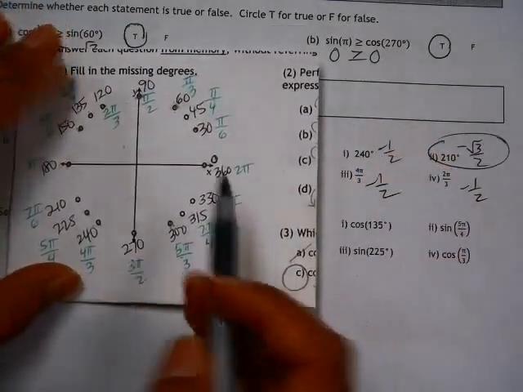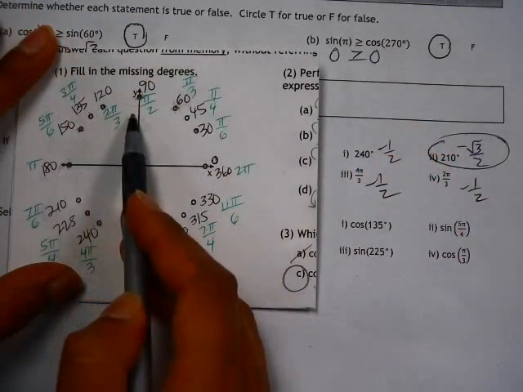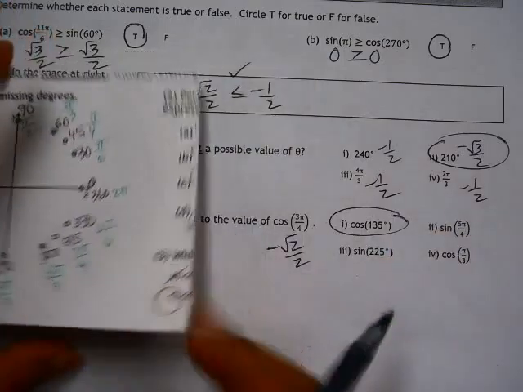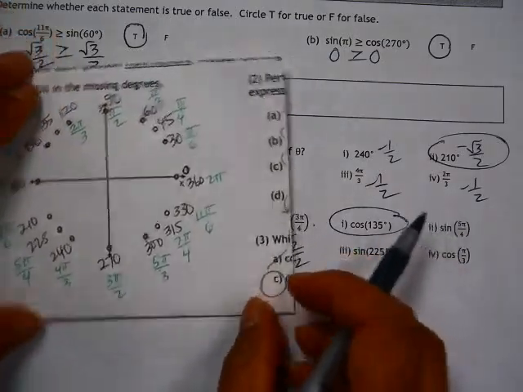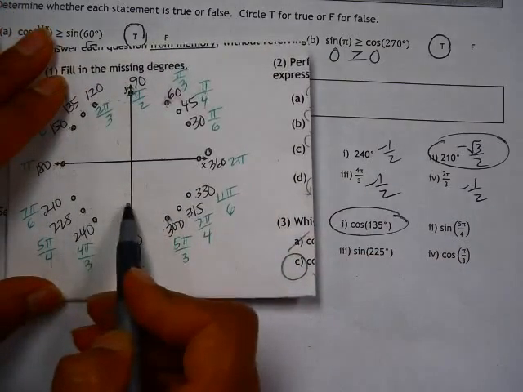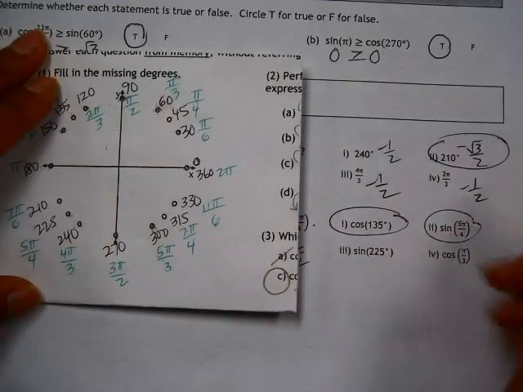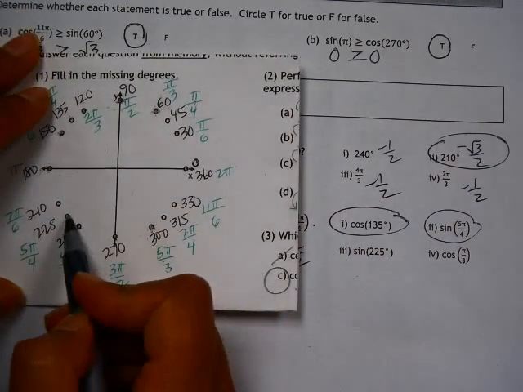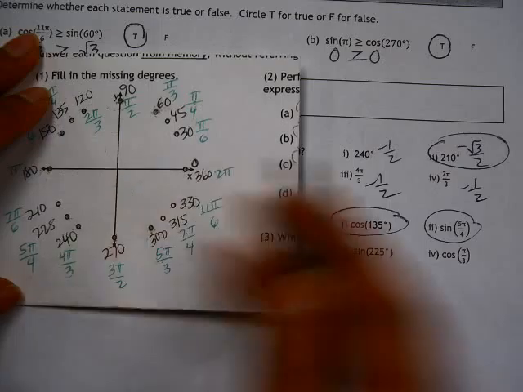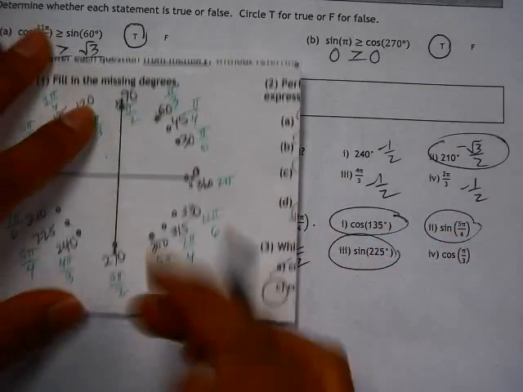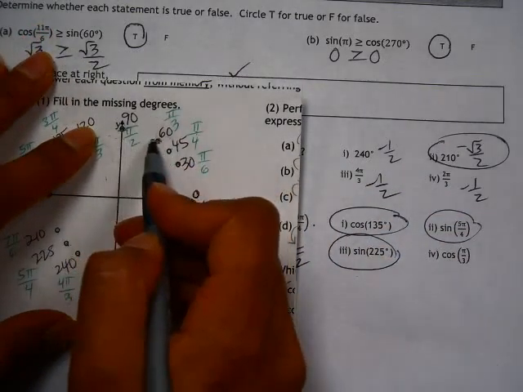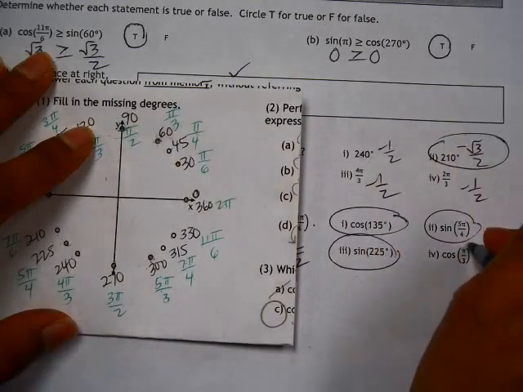So 135, cosine is negative, root 2 over 2, which matches. 5 pi over 4, cosine is negative, root 2 over 2. 225, cosine is also negative and root 2 over 2. And pi over 3, cosine is the shortest, which is only 1/2, so that is not equal.